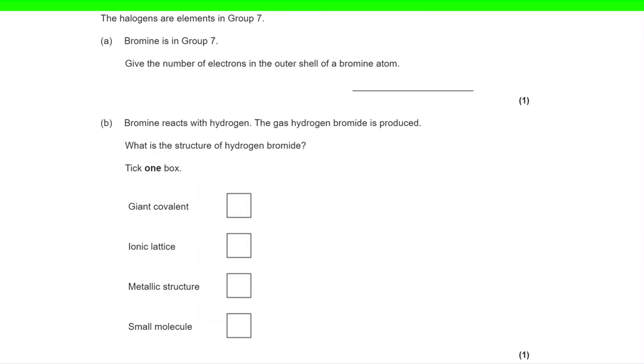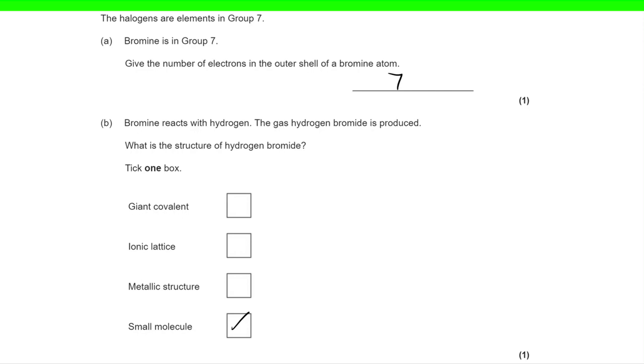Now that tells us there are 7 electrons in its outer shell because the group number is equal to the number of electrons in the outer shell. And bromine will react with hydrogen. The gas hydrogen bromide is produced. What is the structure? Well, the fact that it's a gas tells us actually that it's going to be a small molecule because it has a low melting point.